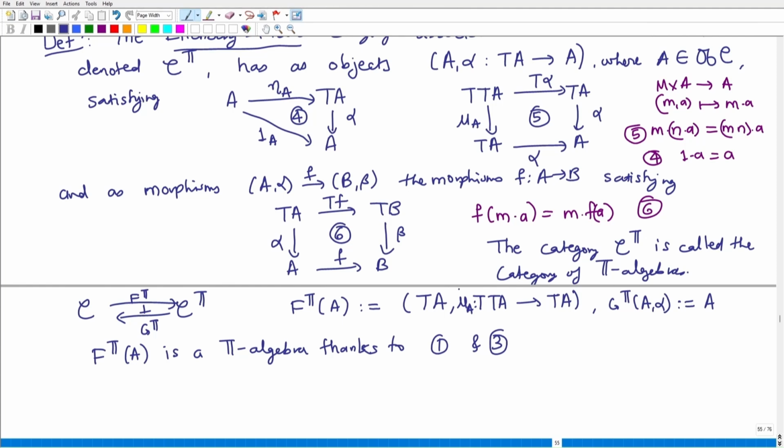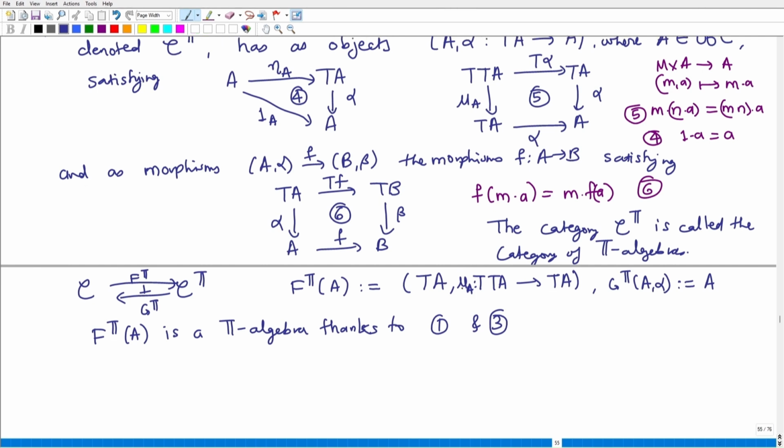Okay, finally, what is the endofunctor induced by GTFT? So GTFT, you can see that is actually equal to T from C to C, because you start with an object A, you go to TA comma mu A and you forget about mu A, so you return to just TA. So GTFT is actually T.